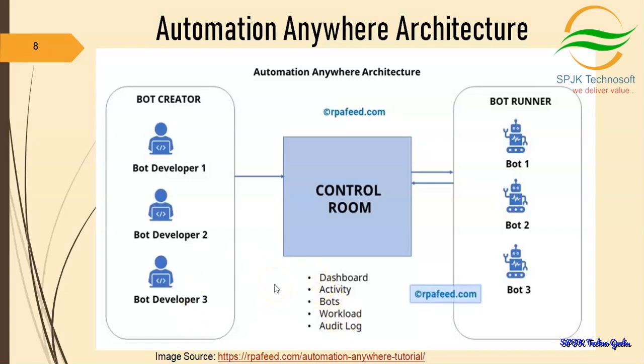So in this architecture, there are two main components as discussed. One is the web control room, the second is the client. Inside the client again we have two: bot creator client and bot runner client. The web control room, web CR, acts like a command center. Once we see the installation and setup process, then we will understand the architecture completely.